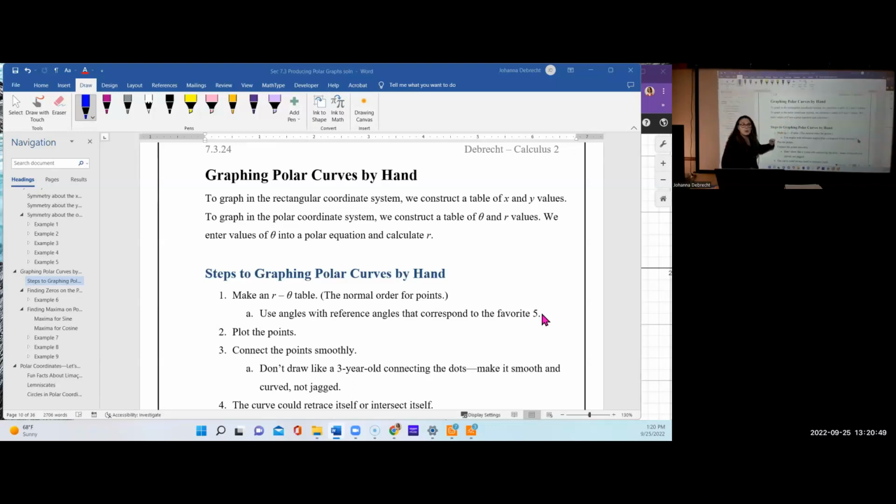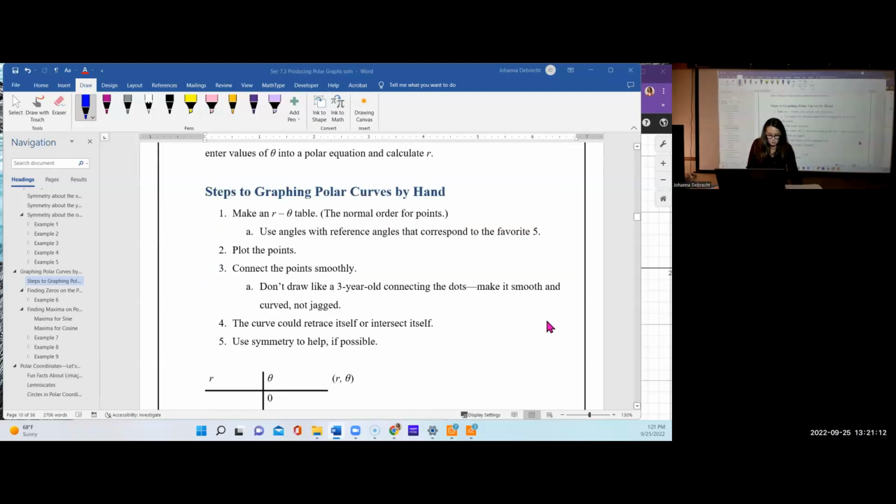Steps to graphing polar curves by hand: you need to make an r, theta table. Remember, that's the normal order for the polar coordinate system, dependent, then independent. We'll use angles with reference angles that correspond to our favorite five angles. That's pi over 6, pi over 4, pi over 3, pi over 2, and 0. So we'll use the ones that relate to those. We'll plot the points, connect the points smoothly. Don't be like a 4-year-old and draw a zigzag picture trying to connect the dots. We want smooth, curvy things. And then be aware that the curve could retrace a path or intersect itself, so it could cross itself up. And we can use symmetry to help.